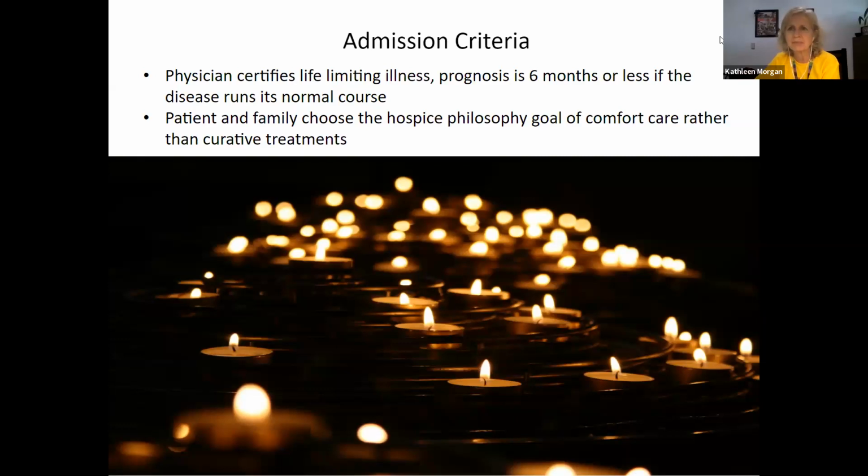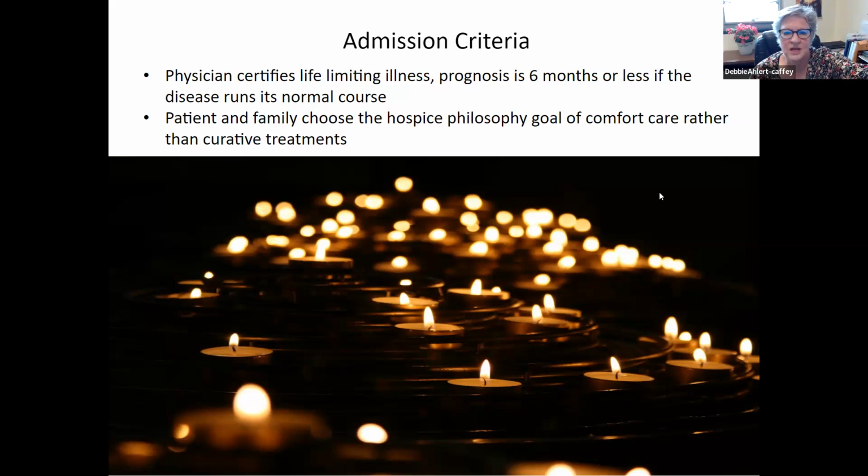The admission criteria for hospice: a physician certifies a life-limiting illness, with a prognosis of less than 6 months. Six months is really an educated guess. A lot of times our patients live a lot longer than 6 months, sometimes a little less, but as long as they are needing our services and they are declining, we will keep them on service. We do have some patients that have been on hospice for over a year and they are still declining and require our services. As long as we can show documentation of decline, we're fine to stay in.